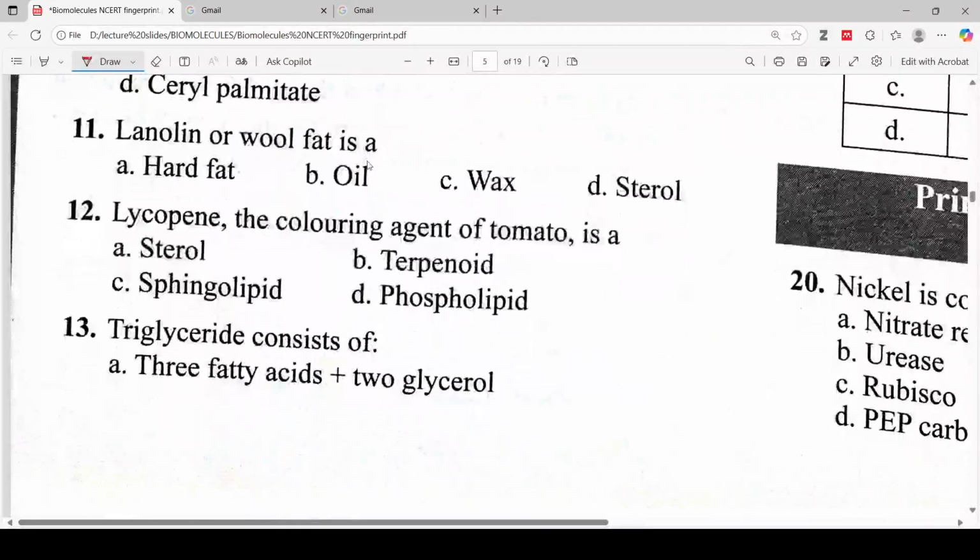Next question, lanolin or wool fat is option A hard fat, oil, wax and sterol. So the correct answer is option C, it's a wax. Next question, lycopene, the coloring agent of tomato is a sterol, sphingolipid, terpenoid or phospholipid. So the correct answer for this question is option B, terpenoid.